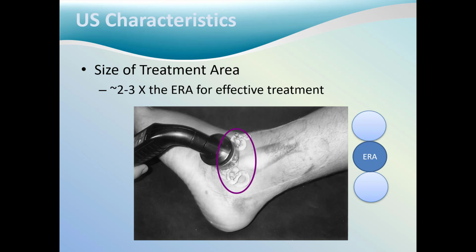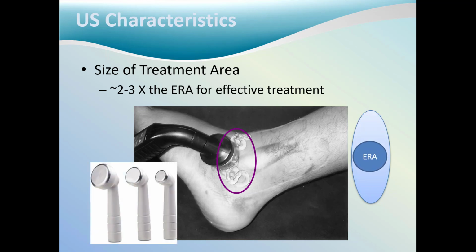We can treat an area that is 2 to 3 times the size of the ERA. In this example, we will use a treatment area that is 3 times the ERA. The ultrasound treatment can occur within this small area. While the size of the ultrasound head is important, the ERA is the most important aspect in determining the size of the treatment area. Just because an ultrasound head is larger does not necessarily mean that the ERA is also larger. It depends on the quality of the crystal and the manufacturing process.